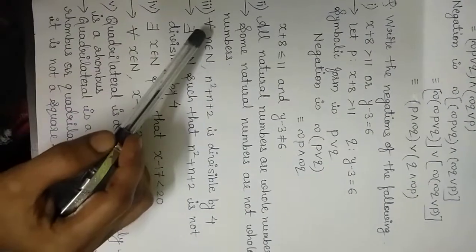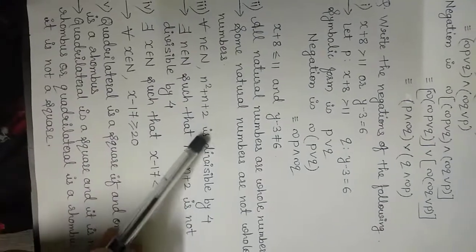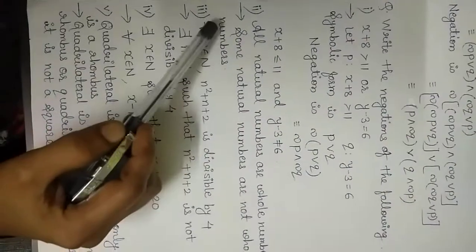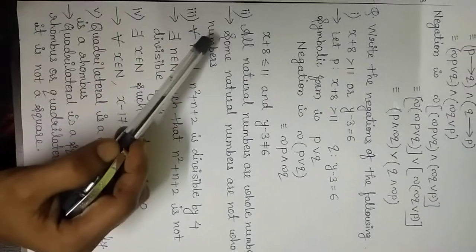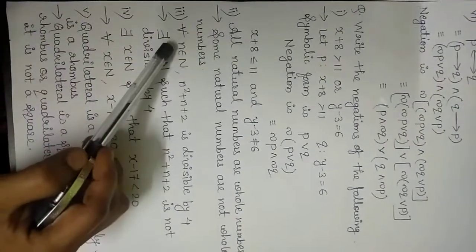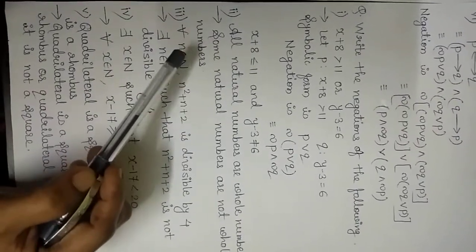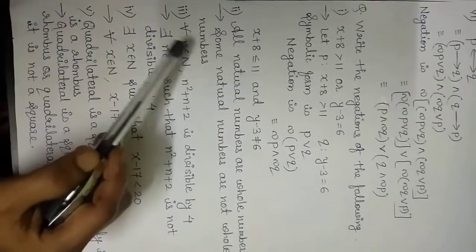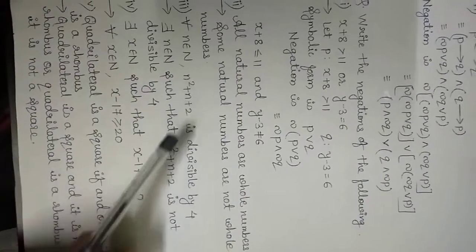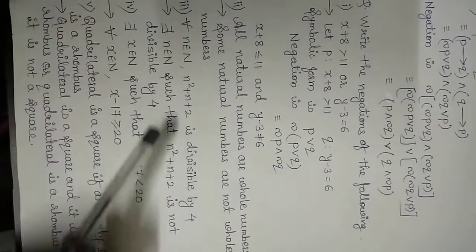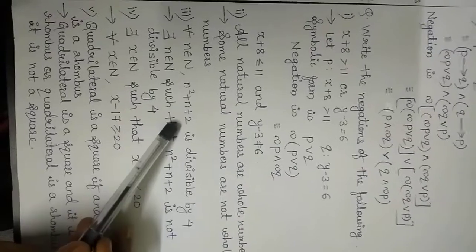Now third, for every n belongs to N, n square plus n plus 2 is divisible by 4. Whenever the quantifier for every is given, while writing the negation we replace for every by there exists, and whenever there exists is given, we replace it by for every. So here our negation will be there exists n belongs to N such that n square plus n plus 2 is not divisible by 4. Whenever we write the statement for there exists, we write such that here.